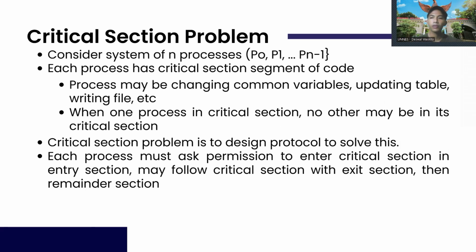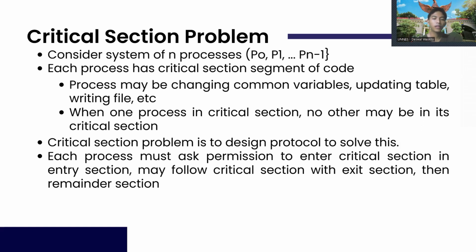Critical section problems. Section of code that manipulates shared resources. Only one process or thread is allowed to run this section at a time. Consider a system of n processes. Each process has critical section segment of code. Process may be changing the common variables, updating table, writing file, and etc. When one process is in critical section, no other may be in its critical section. Critical section problem is to design protocol to solve this.